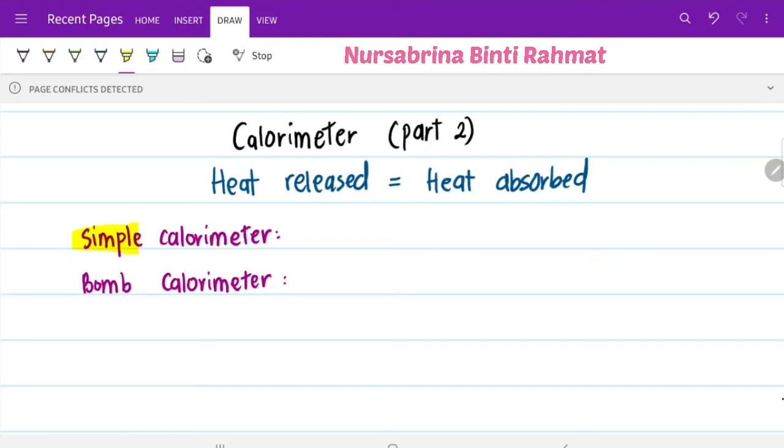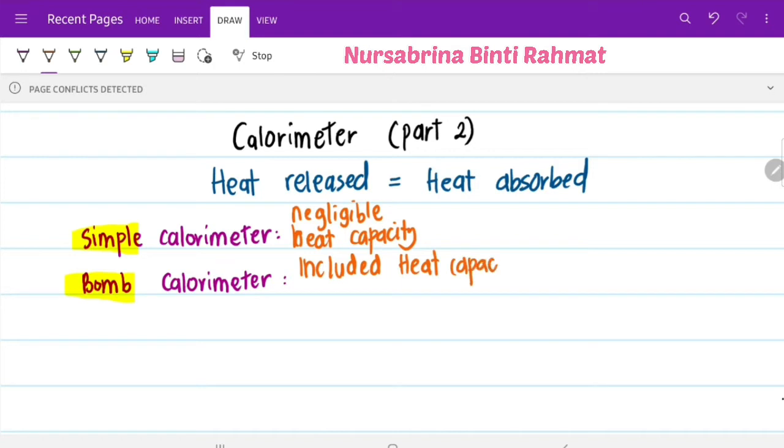Just to recap, there are 2 types of calorimeter: the first is your simple calorimeter and the second is your bomb calorimeter. For a simple calorimeter, most of the time we have negligible heat capacity, which means we don't include the heat capacity in the calculation, whereas in the bomb calorimeter we have to include the heat capacity. These two will give you different formulas to calculate how much heat is transferred between heat released and heat absorbed. Let's do one by one.